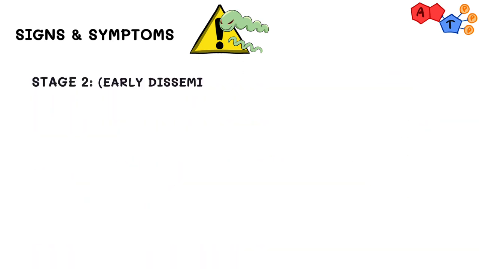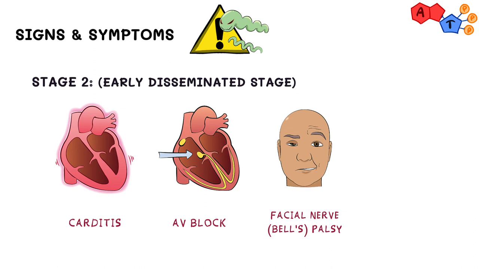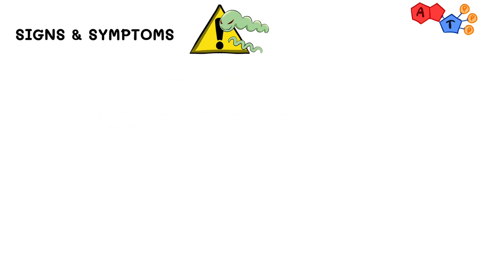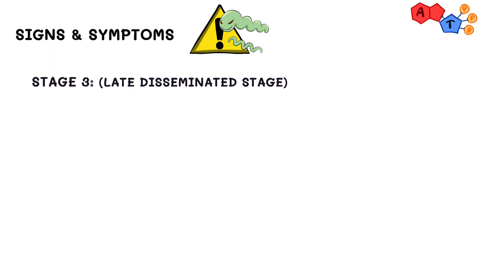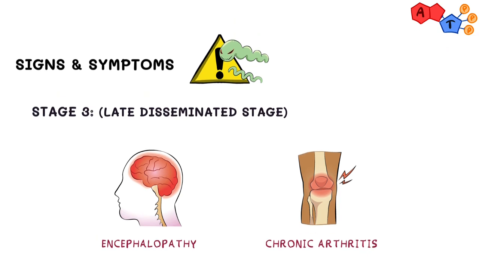In stage 2, which is the early disseminated stage, carditis, AV block, facial nerve palsy, also known as Bell's palsy, and migratory myalgias/transient arthritis are the most prominent findings during the stage. Furthermore, secondary lesions could arise, but they are not as important. And lastly, stage 3, which is the late disseminated stage. It is characterized by encephalopathy and chronic arthritis that usually affects the larger joints such as the knees.